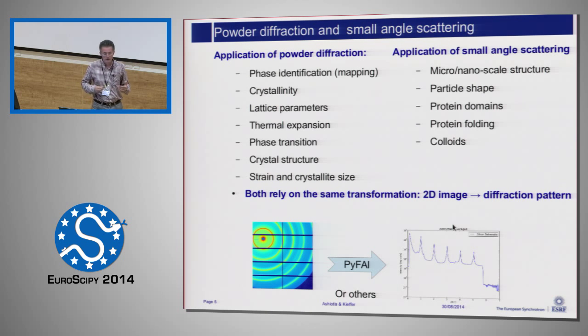Powder diffraction is quite interesting for many people. It allows us to identify chemicals, do mapping, analyze the crystallinity, measure lattice parameters, measure crystal structure, assess phase transitions, measure crystal size, and so on. That's for powder diffraction. You can also apply exactly the same methodology to small angle scattering, which allows us to study protein folding, particle shapes, colloids, and things like that.